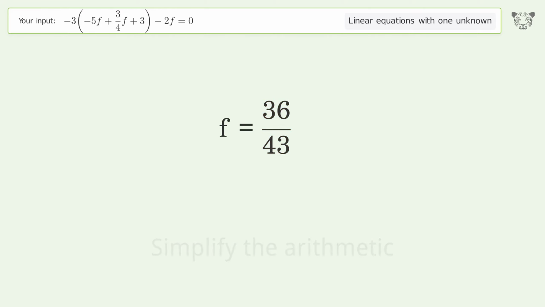And so the final result is f equals 36/43.